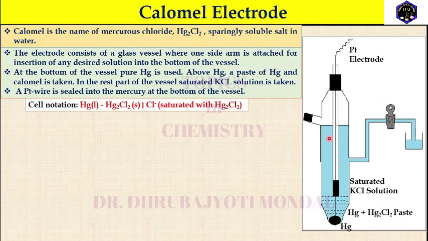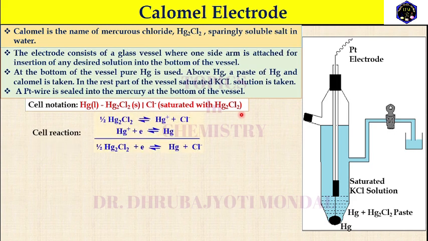Now you have to know the cell notation of the calomel electrode. The cell notation is given here: Hg liquid, Hg2Cl2 solid, vertical line, Cl minus, which is saturated with Hg2Cl2. Next, you have to know the cell reaction. You know that Hg2Cl2 is a salt. Salt will be in equilibrium with the cation and the anion. So half Hg2Cl2 is in equilibrium with Hg plus and Cl minus.